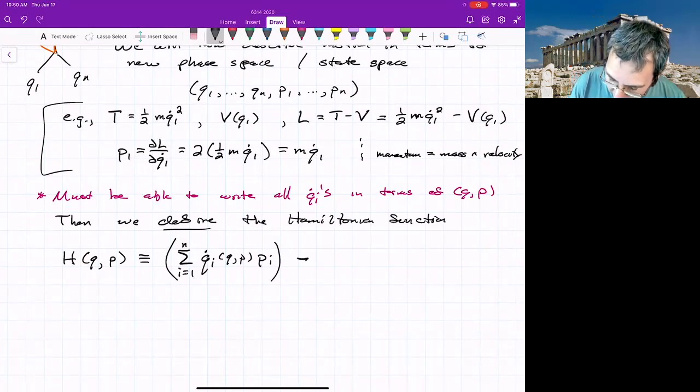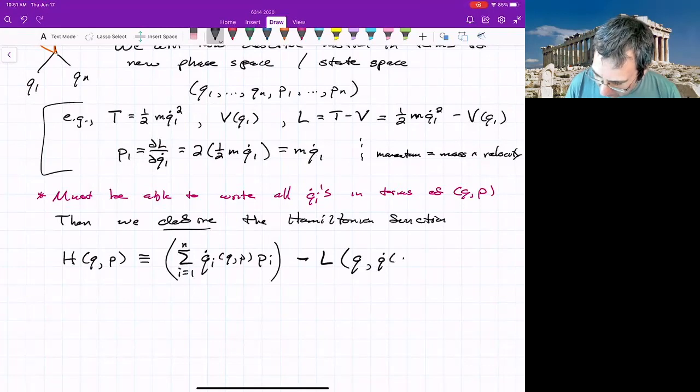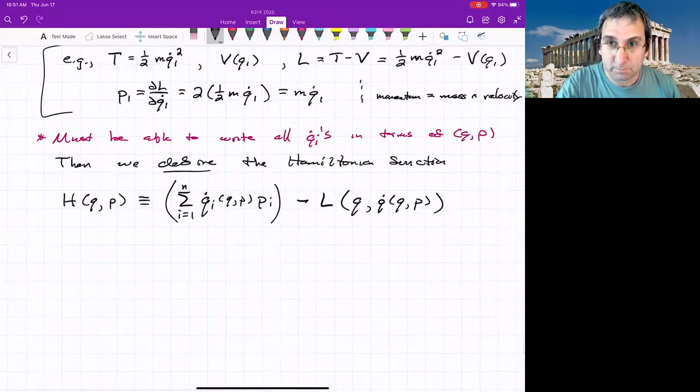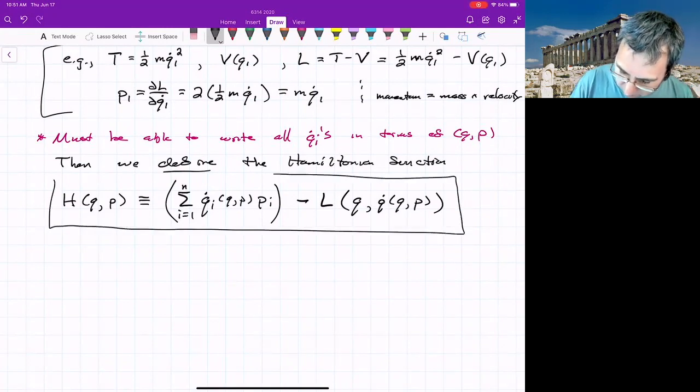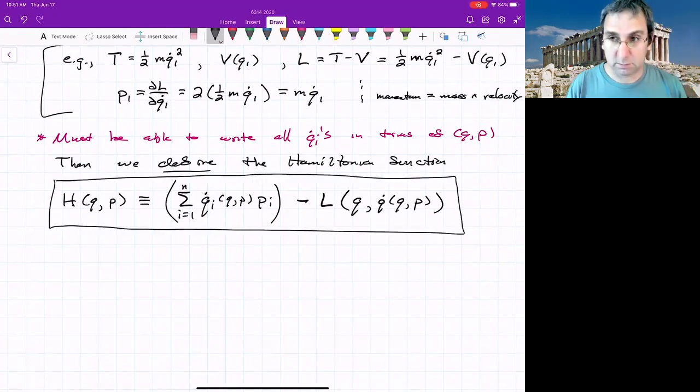And then you subtract off the Lagrangian, where the Lagrangian will be a function of the Qs, and then also the Qi dots, which are now a function of the Qs and Ps. So this is how you get a Hamiltonian from a Lagrangian. And then from Lagrange's equations, we get Hamilton's equations.